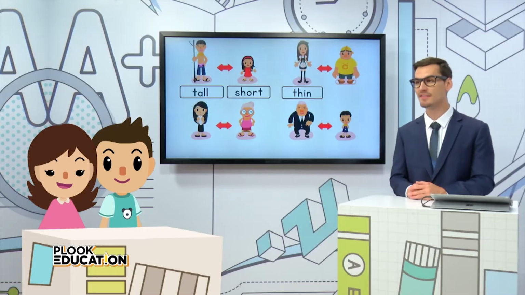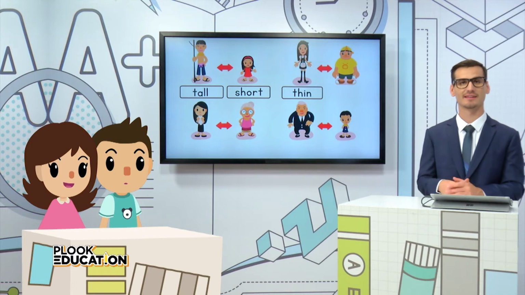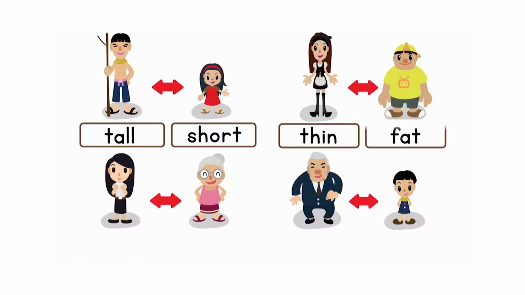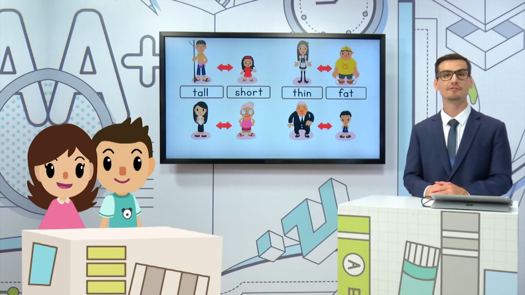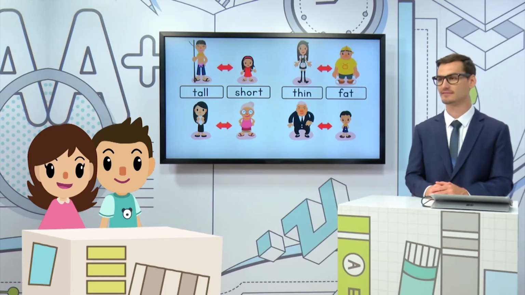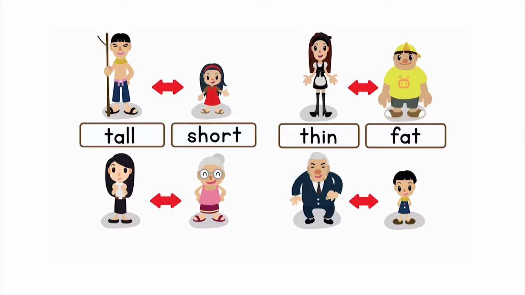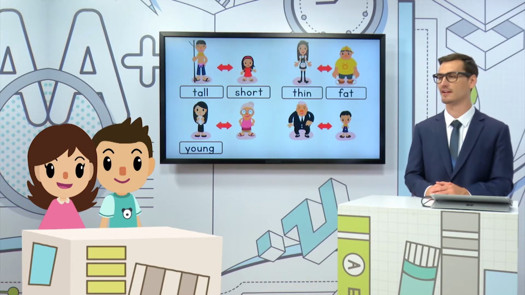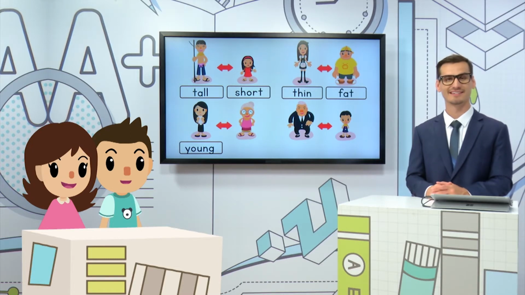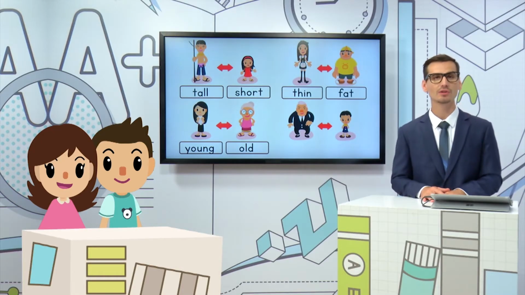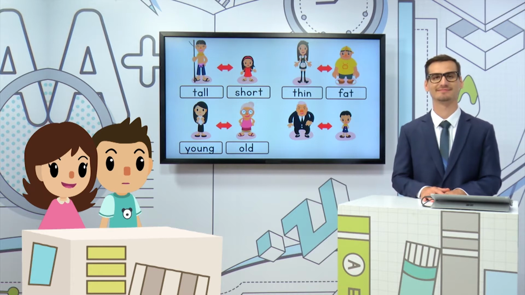Thin, thin, thin. Good job. Opposite of thin is fat. Fat, fat, fat. Perfect. Then we have young. Young, young, young. Good job. Opposite of young is old. Old, old, old.